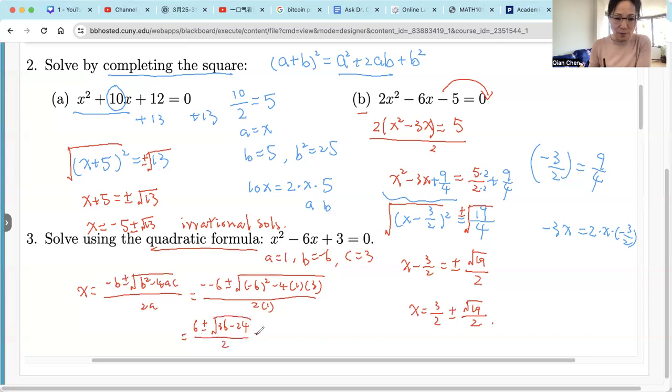All divided by 2. 6 divided by 2, we get 3. So 3 plus or minus, well, 36 minus 24, that's square root 12. Square root 12 can be split as the square root of 4 times the square root of 3. And square root of 4 is 2, so 2 radical 3. So square root 12 is 2 radical 3. Then 2 radical 3 divided by 2 is just radical 3. So 3 has 2 solutions, 3 plus radical 3 and 3 minus radical 3. Again, irrational solutions come in pairs.